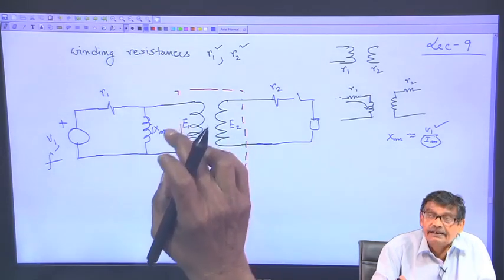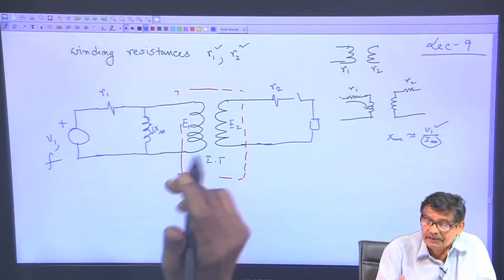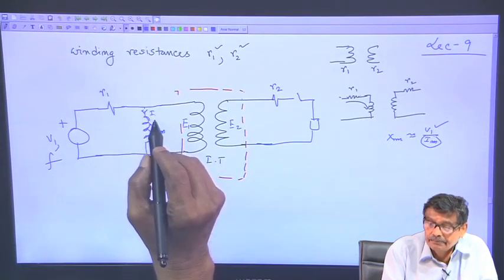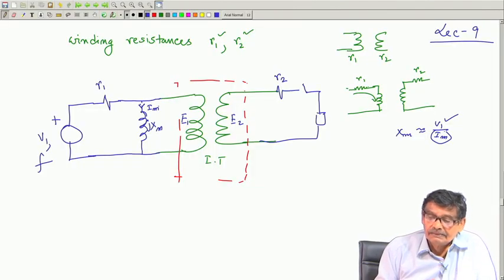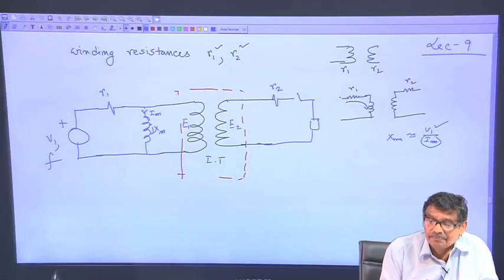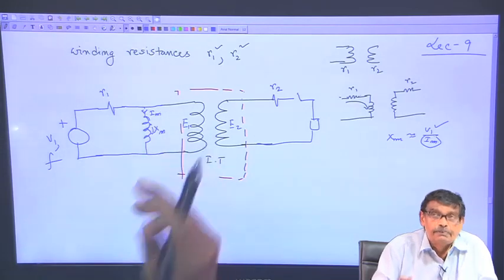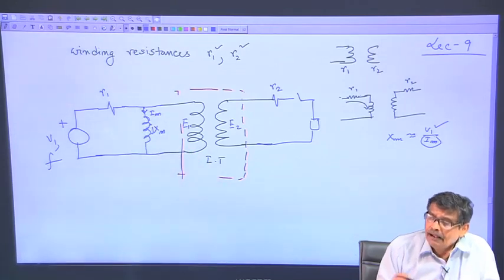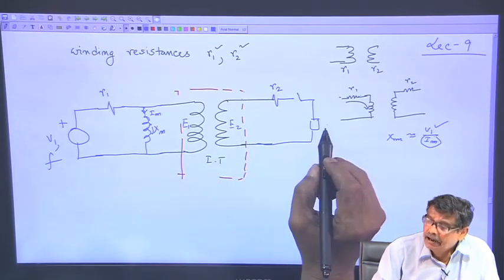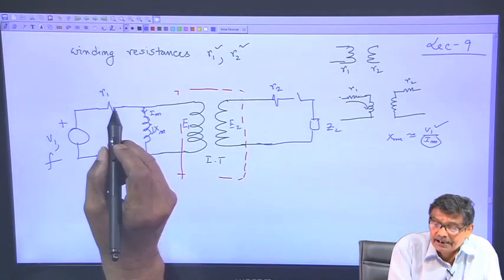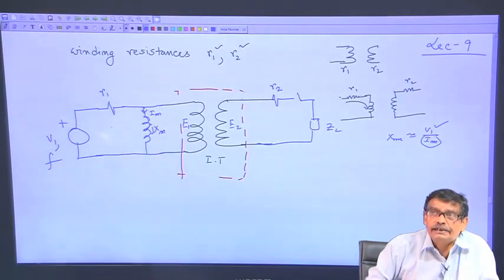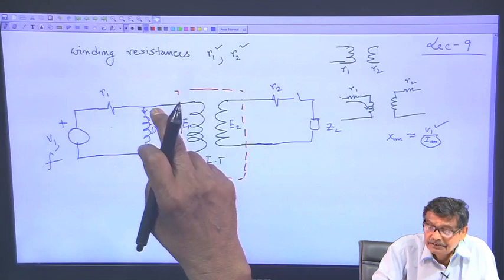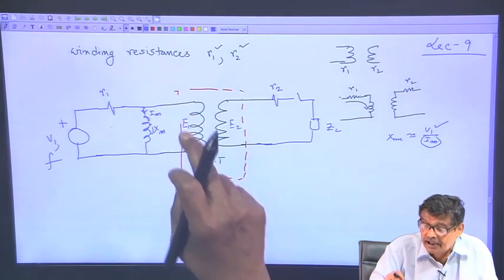Therefore, the magnetizing current I m flowing here is not V 1 by x m, but V 1 minus this drop divided by x m. And as you know, depending upon the degree of loading, the magnitude of the current drawn from the supply will change. Therefore, V 1 minus the drop in this resistance is the voltage coming across the ideal transformer.